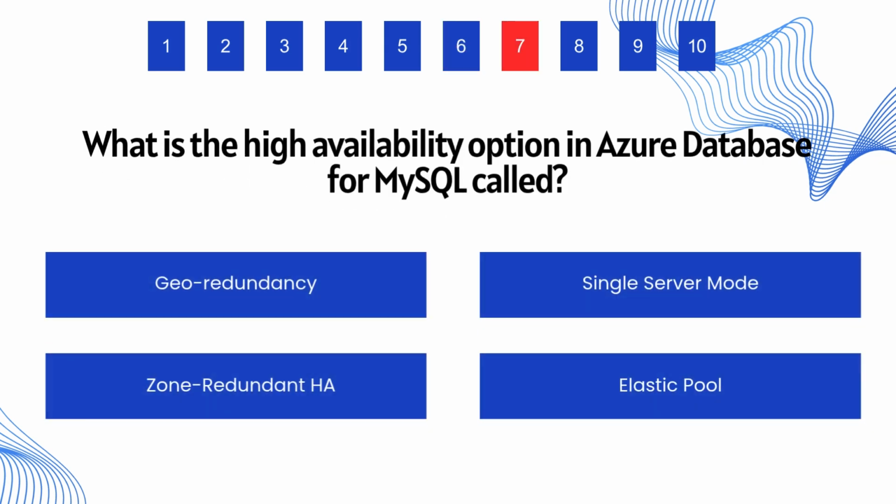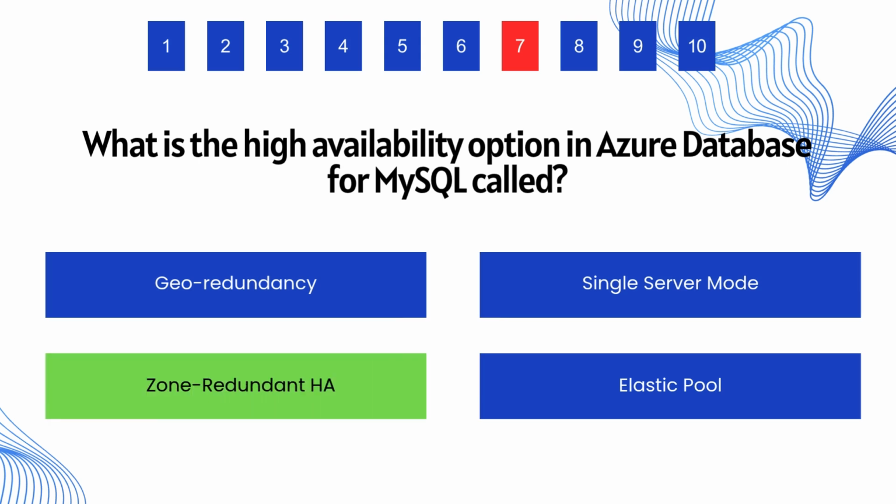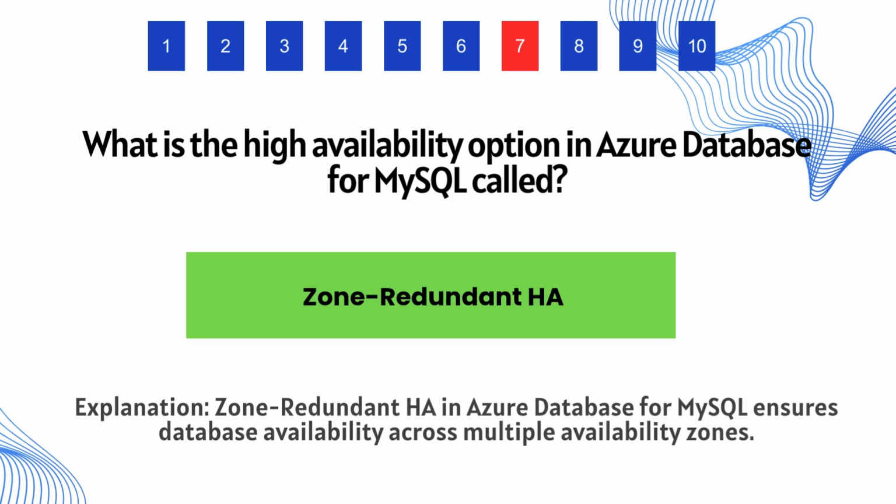Question 7. What is the high availability option in Azure Database for MySQL called? The correct answer is Zone Redundant HA, as Zone Redundant HA in Azure Database for MySQL ensures database availability across multiple availability zones.